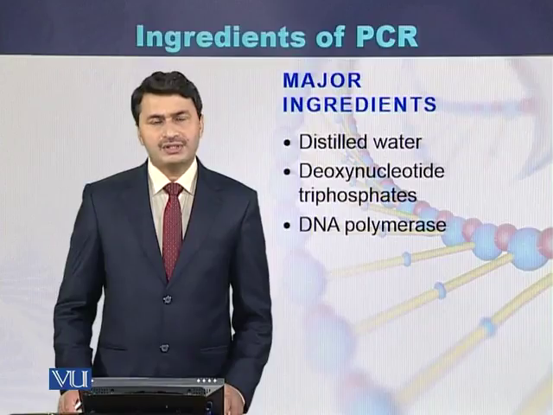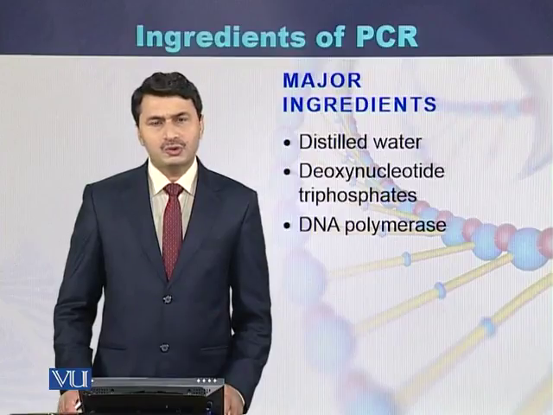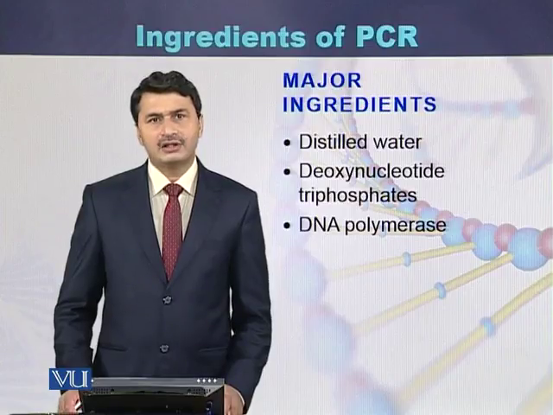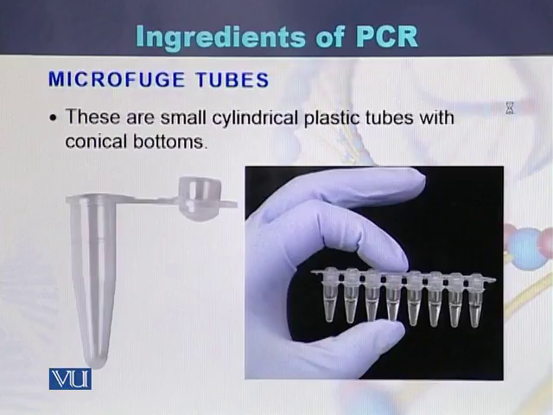In case of a PCR mixture, small tubes which are called microfuge tubes are used to prepare the PCR mix, and a thermal cycler, which is also called a PCR machine, is used to amplify the DNA. If we see the structure of a microfuge tube, these are small cylindrical plastic tubes with a conical bottom. So this is a typical microfuge tube in which the PCR reaction is performed.